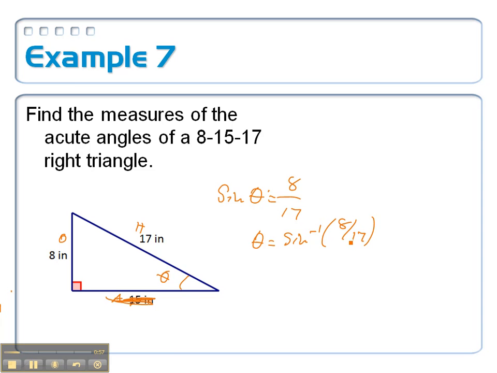The calculator tells me that is about 28.1 degrees. Okay, so now let's say I wanted this angle up here. Let's call it alpha. To find alpha, all I have to do is take this angle and subtract it from 90 degrees. I find its complement. 90 minus that answer is about 61.9 degrees.